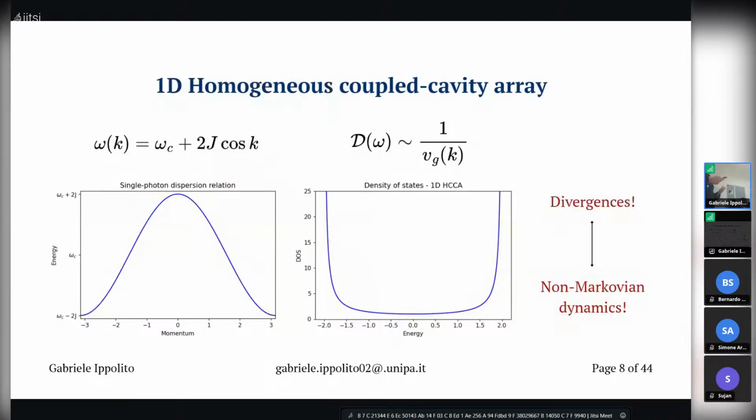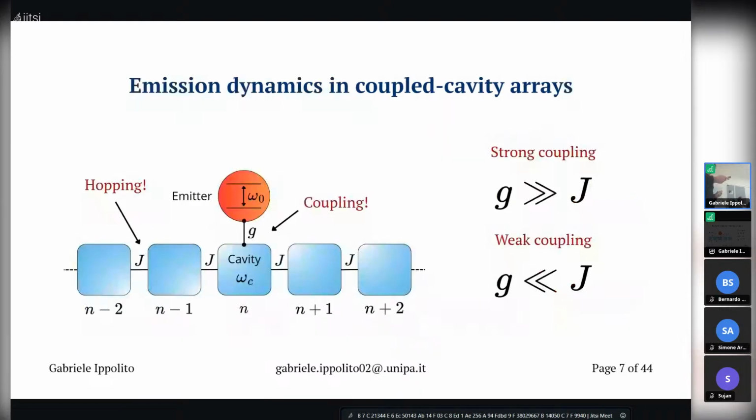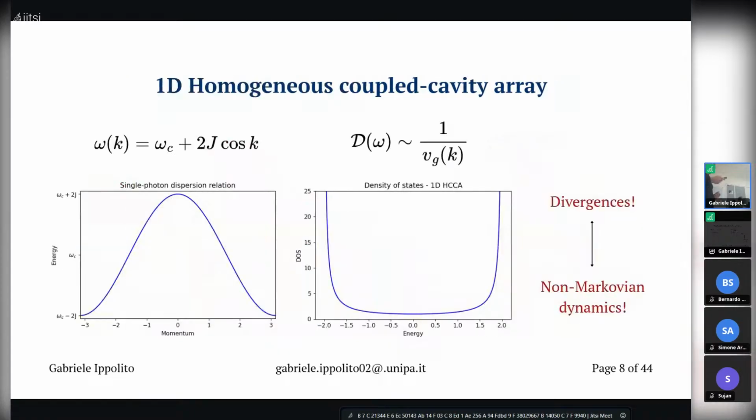Very quickly, here I would like to analyze the simple 1D homogeneous coupled cavity array, just to give you an introduction. And for this type of simple array, a one-dimensional chain, this is the single photon dispersion relation of the coupled cavity array.